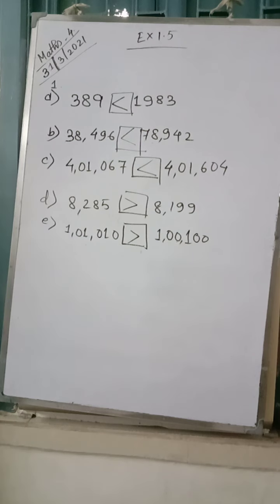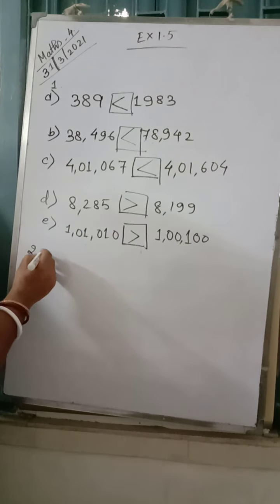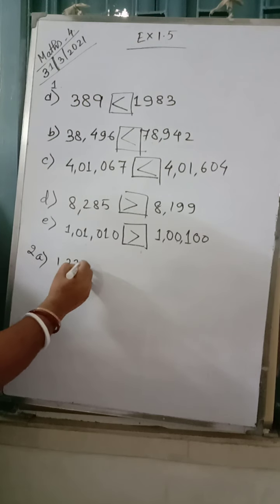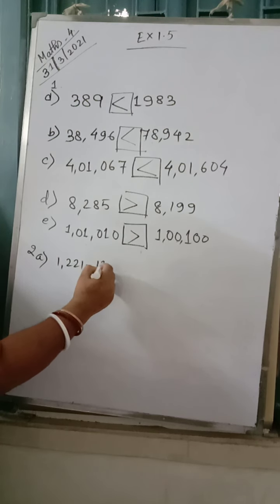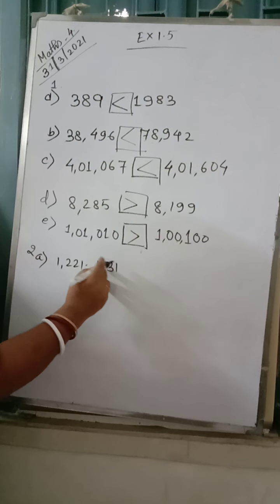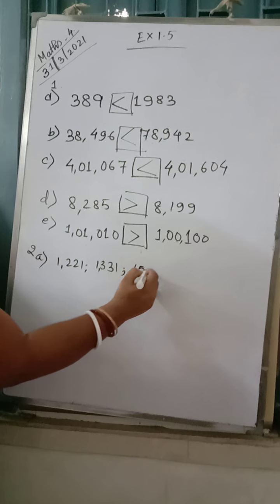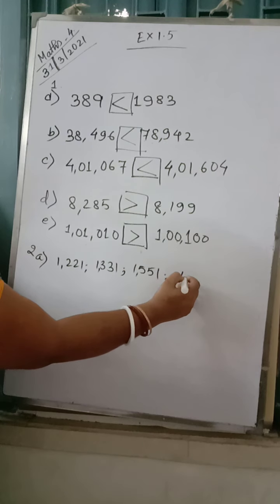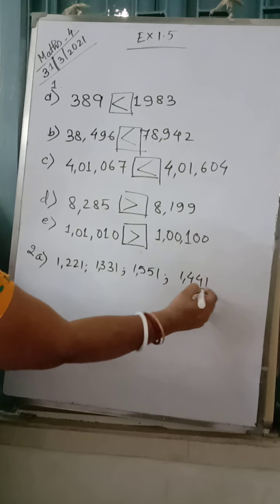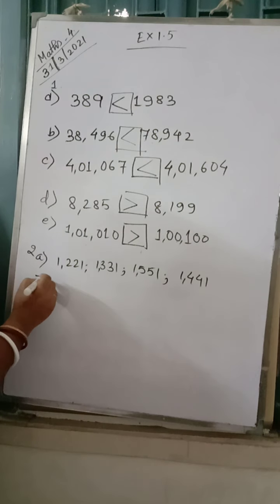Okay. Now in question number 2, they have asked you to write in ascending order. All of us know ascending order means the numbers from small to big. Now let us see 2A. It is given 1,221, 1,331, 1,551 and 1,441.